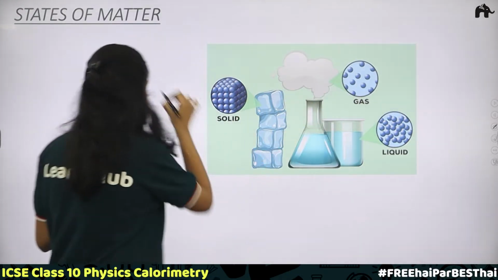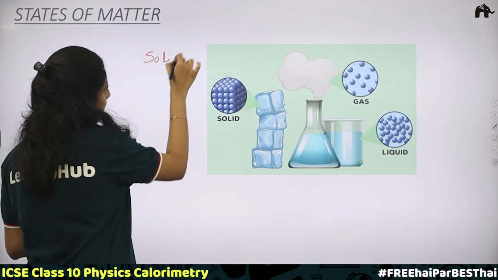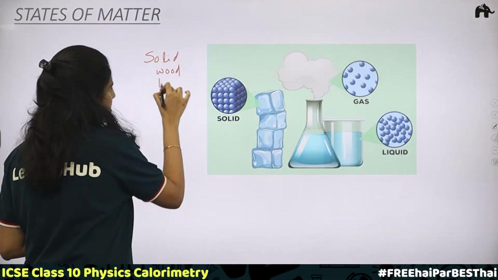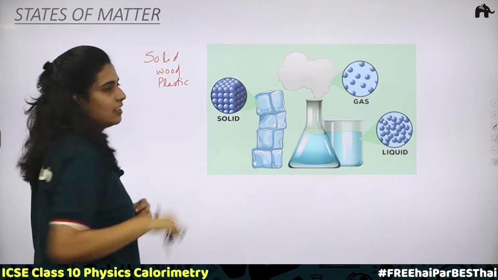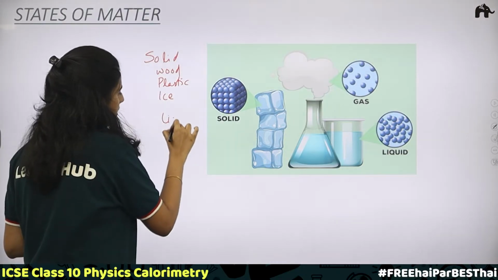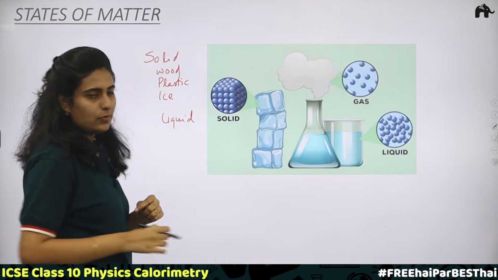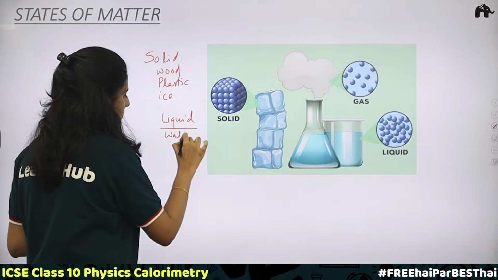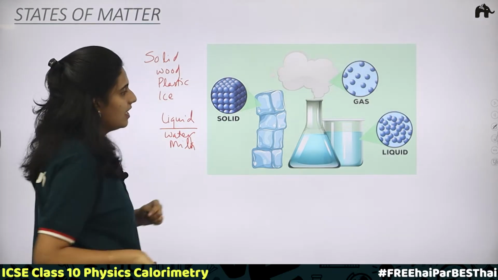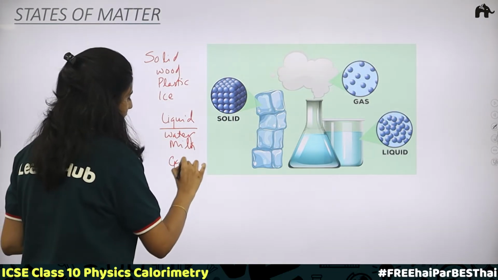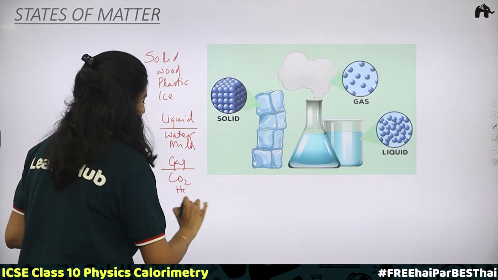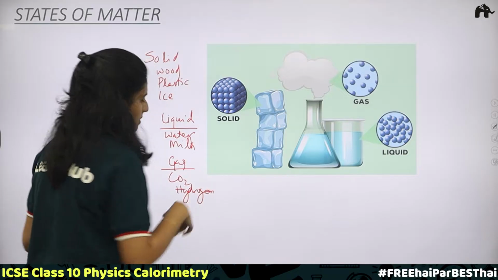Can you give me some examples for solids? Wood is a solid. Plastic is a solid. Ice is a solid. What about liquids? Water is a liquid. Milk is a liquid. Then in the case of gases, carbon dioxide is a gas. Hydrogen is a gas. So we have examples.